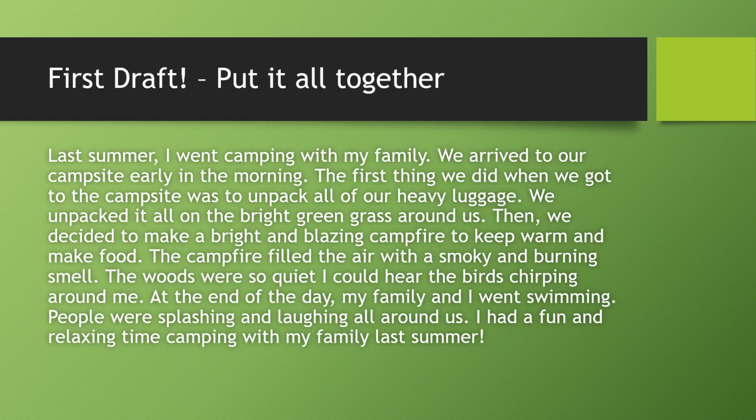So I'm going to point out the sensory details I used in my writing. The first one that I used was the bright green grass. This sentence is telling me or showing me what I would have saw at the campsite. I saw the bright green grass. This describes what the campsite looks like. Then I also added bright and blazing campfire to describe what the campfire looked like.